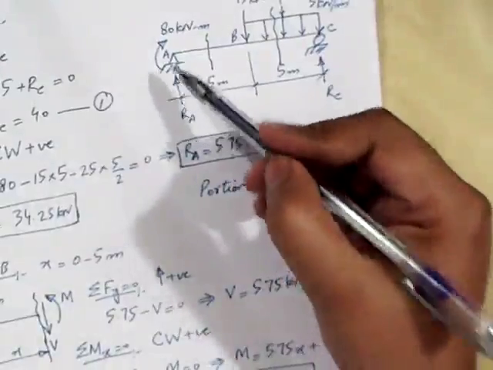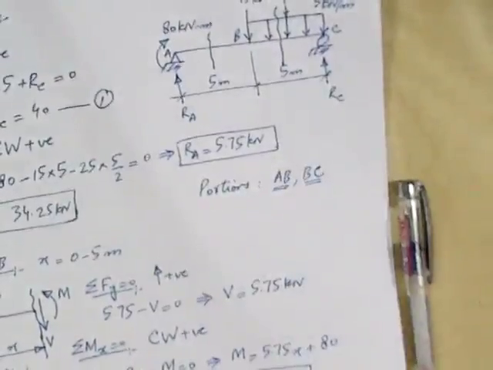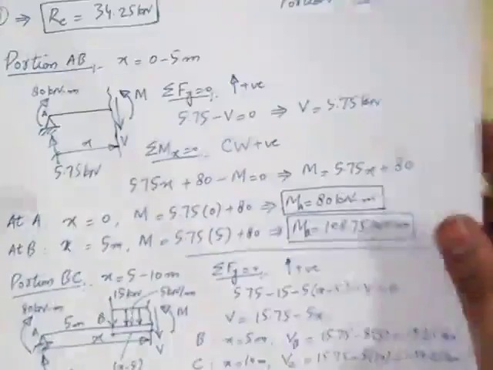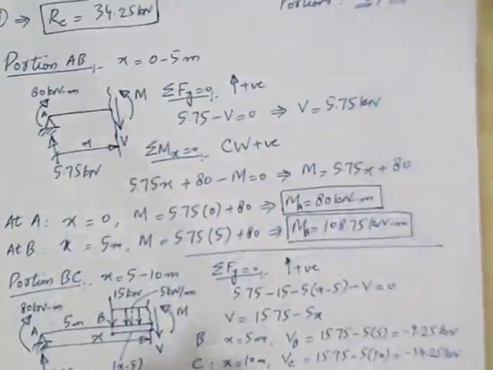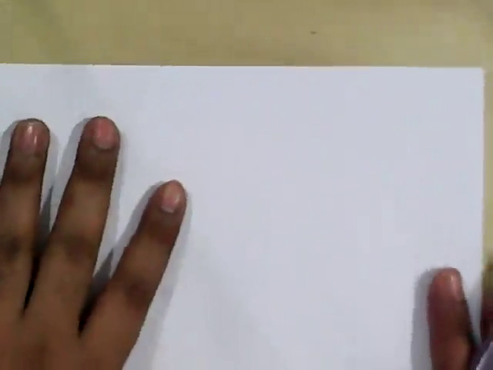Whereas at support A, the value of bending moment is equal to the externally applied bending moment. It's equal to 80 kilonewton meter. So this completes our calculation of shear force and bending moment for portion AB and portion BC. Now the next step is to draw shear force diagram and bending moment diagram. So to draw the shear force diagram and bending moment diagram, I will be considering the beam again.